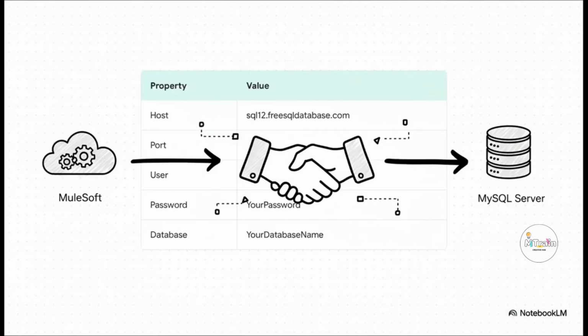Now we just need to introduce MuleSoft to our database. Inside the project, we'll set up the database connector with our server info, the host, port, username, and password. This creates a kind of digital handshake, allowing our app to talk directly and securely to our MySQL server.